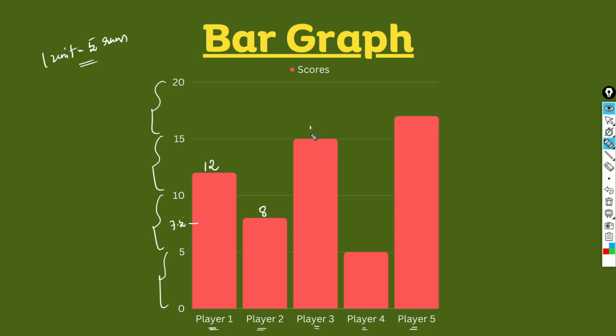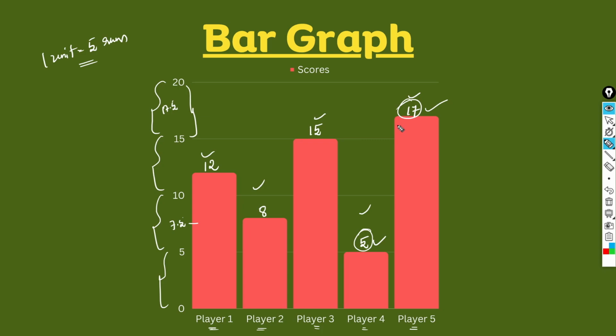Similarly, player 3. Player 3 is what? 15, because the bar ends exactly at 15. Player 4 has scored 5 runs. And player 5 has scored more than 15 but less than half of 15 to 20, that means less than 17.5, which would be 17 runs. Like this, 12, 8, 15, 5 and 17 are the runs of player 1 to 5. Now we have represented this data on bars, called a bar graph, where we could easily say that player 5 is the highest scorer, whereas player 4 is the least scorer. Like this, for many purposes we use bar graphs.